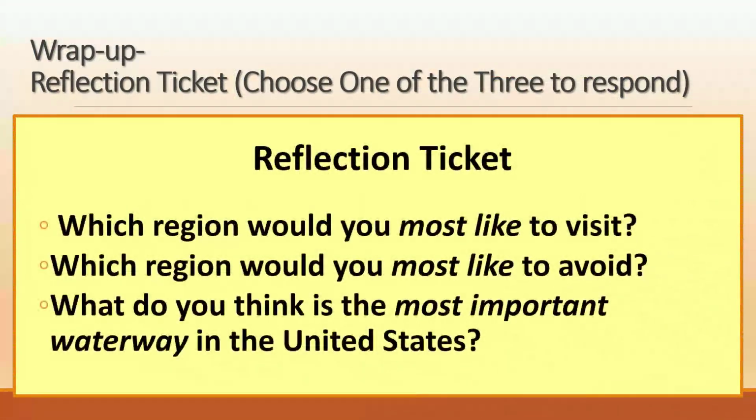Hey, that's it. We're going to wrap up. There should be a reflection ticket built into the assignment itself. So remember to choose one of the three to respond to below. Which region would you most like to visit? Which region would you most like to avoid? Or what do you think is the most important waterway in the United States? Choose one of those and answer for your reflection ticket.